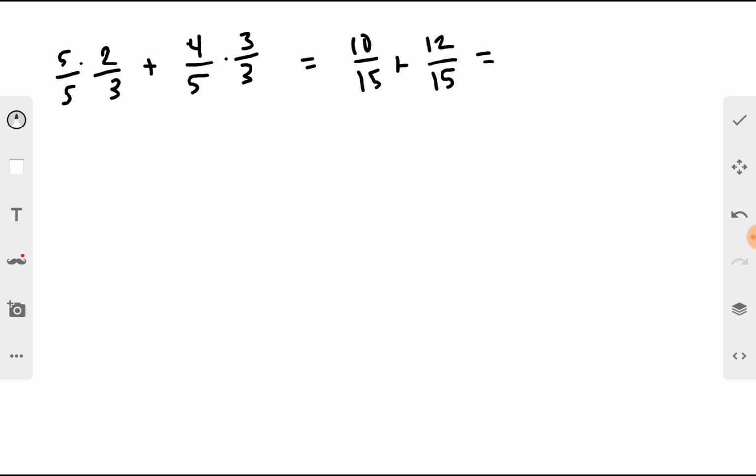So now they've got a common denominator, same size pieces, we can add them together, and we get 22 over 15. Okay, and then subtraction would be the same exact thing, just opposite signs.